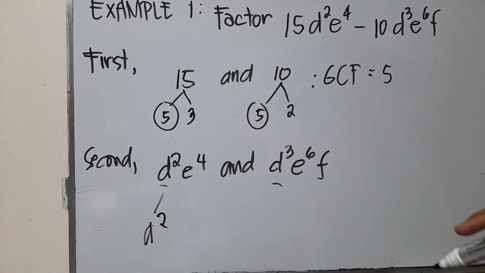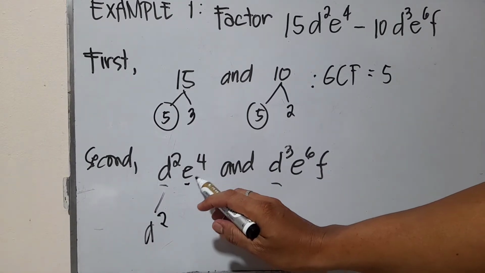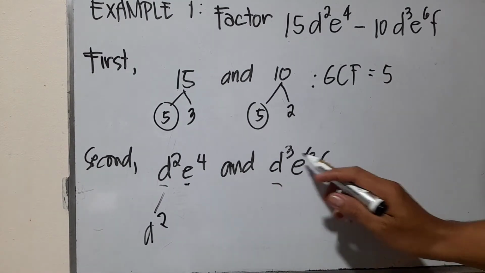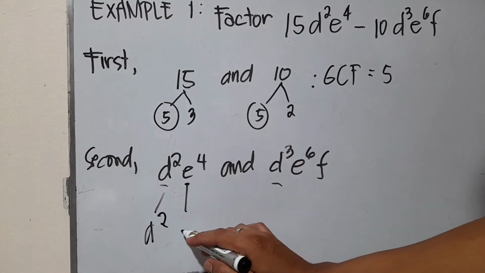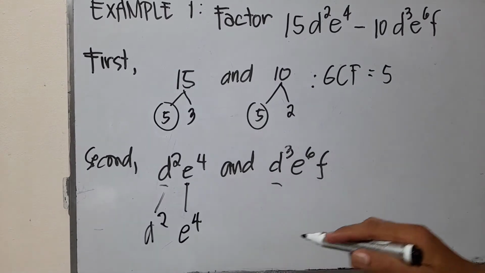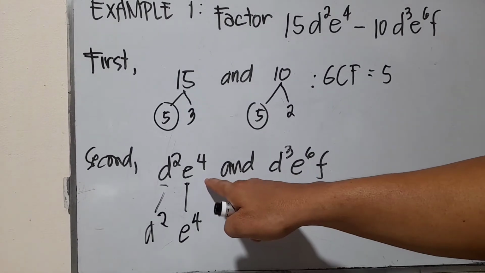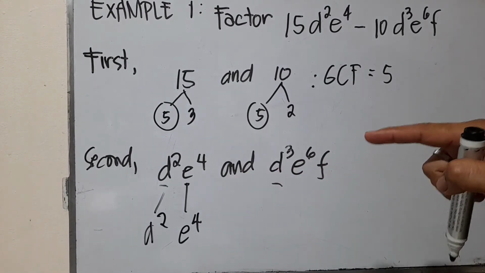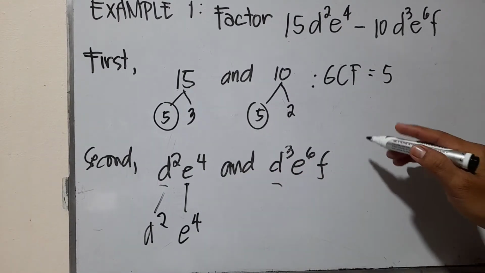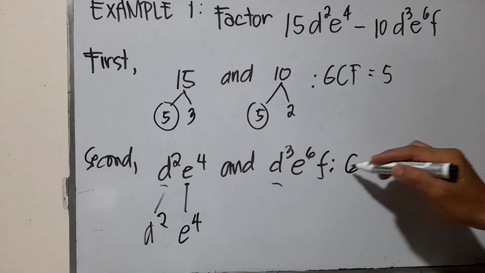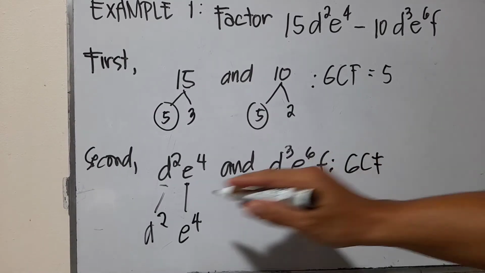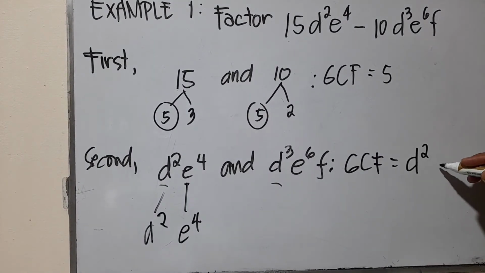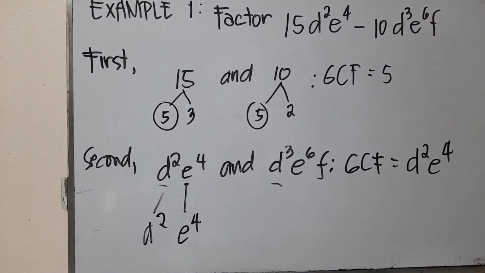How about the variable e? You have e to the 4 on one side and e to the 6 on the other. The one with the smaller exponent is of course e to the 4. Since f has no pair on the other term, it is not included in the common factor. So the greatest common factor for these terms is d squared e to the 4.